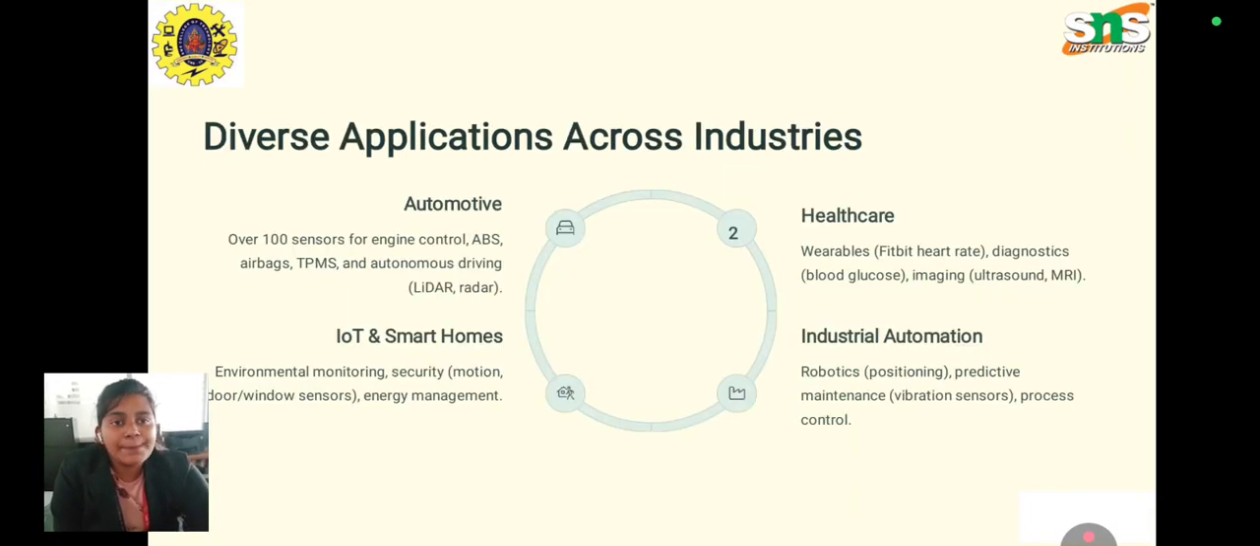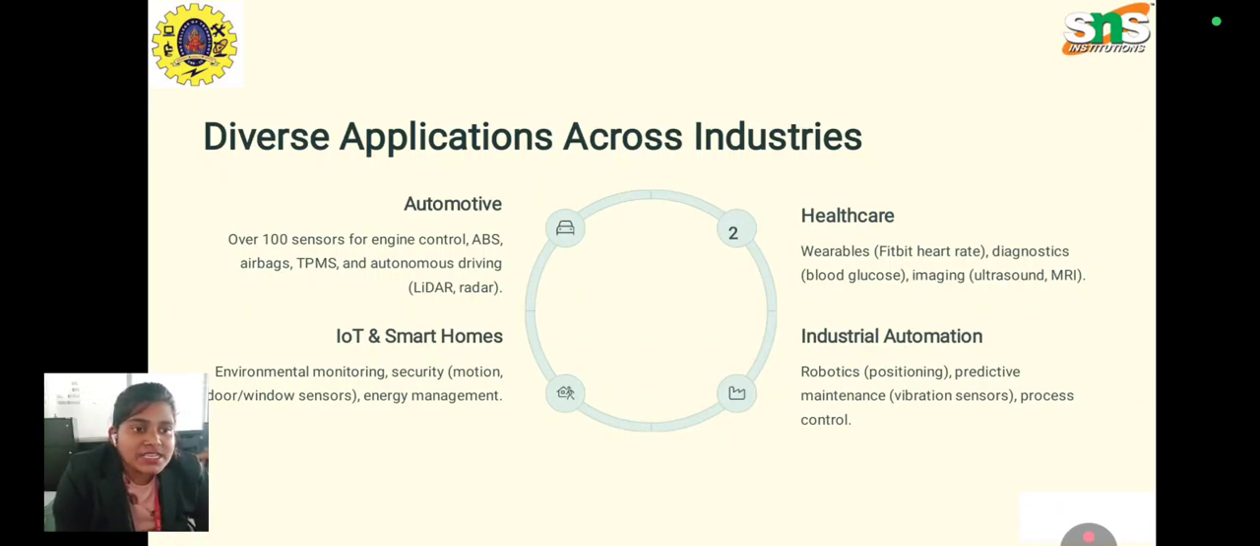Next is the applications. Sensors are used in nearly every modern industry. First is automotive: there are over 100 sensors in a single car, from engine control to LiDAR. In healthcare, they range from fitness bands to glucose monitors and MRI scans. In industrial automation, they are used in robotics and predictive maintenance. And IoT and smart homes use sensors for environment, motion, energy control and more. They form the backbone of Industry 4.0.